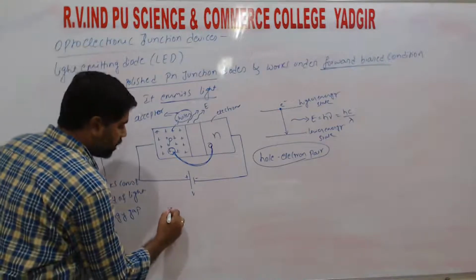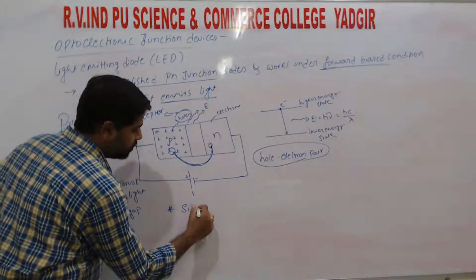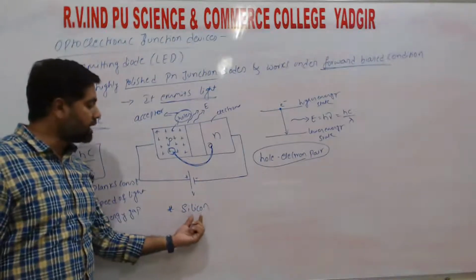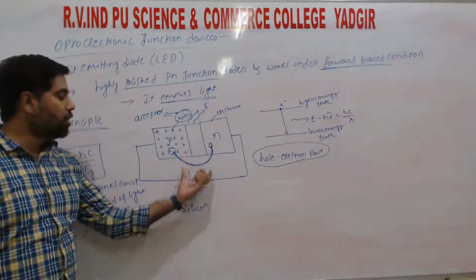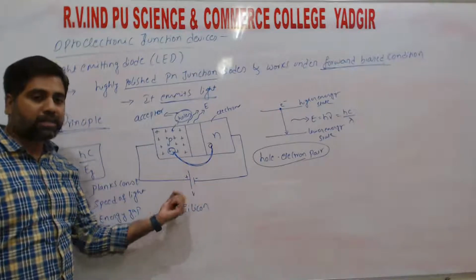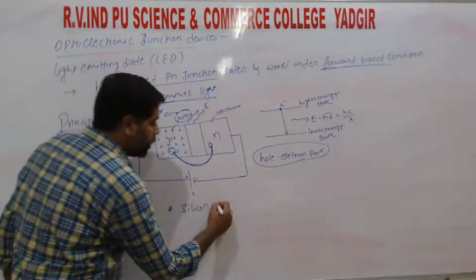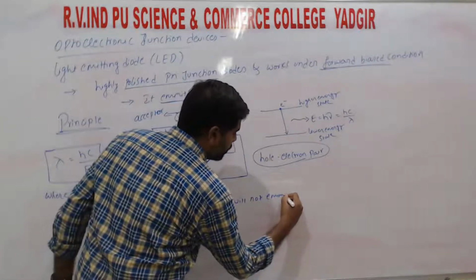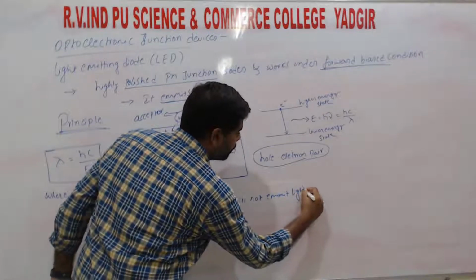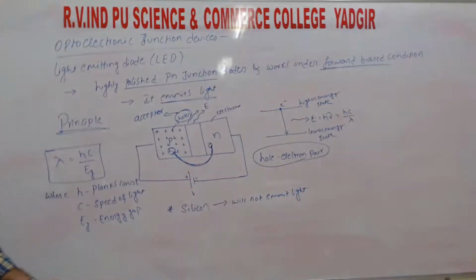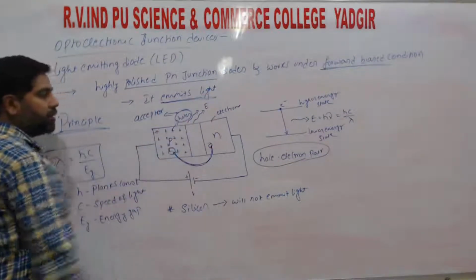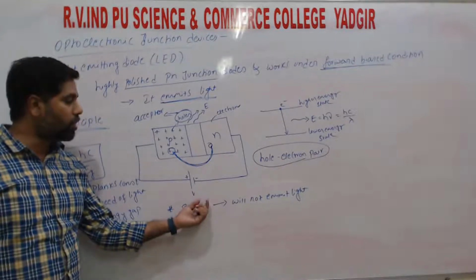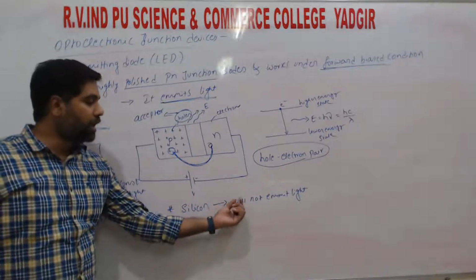So here one more important point is silicon, right? Silicon is a commonly used semiconductor diode, but when silicon is forward biased, that is connected with the positive terminal, this silicon will not emit light, right? As we said, LED emits light, right? So silicon is a semiconductor. If we forward bias this semiconductor, it will not emit any light.